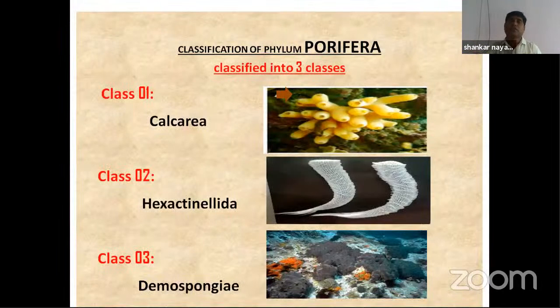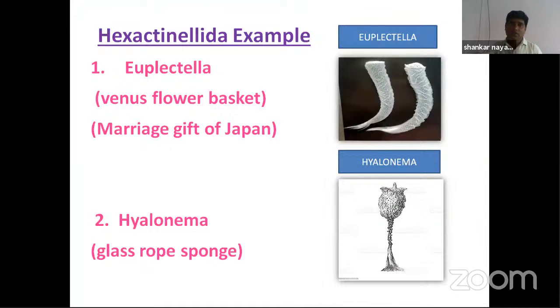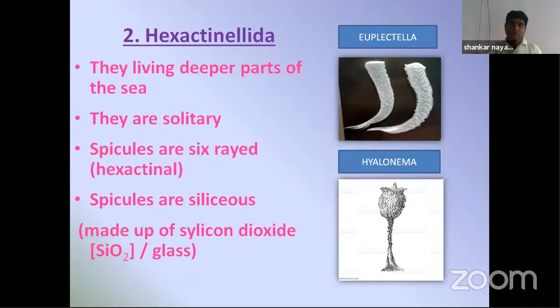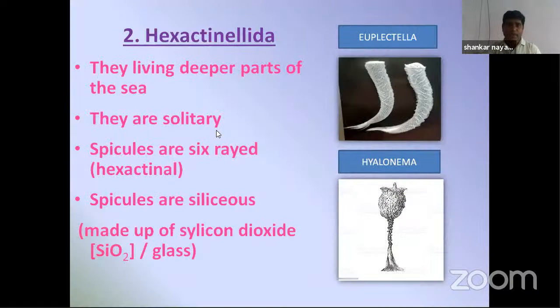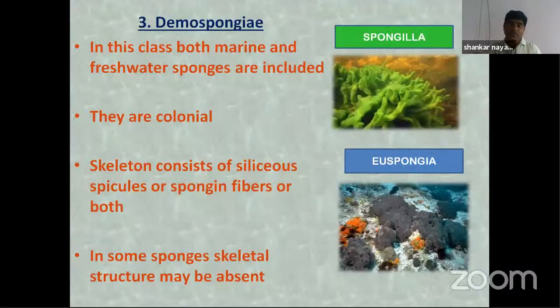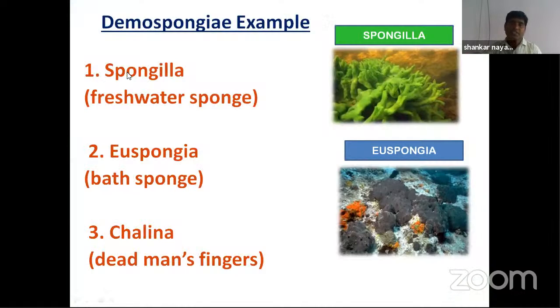These Porifera are classified into 3 classes: Calcarea, Hexactinellida, Demospongia. For Calcarea examples, try to remember: Sycon, Leucosolenia, and Grantia. The Calcarean spicules are made up of calcium carbonate. Hexactinellida animals' spicules are made up of silicon dioxide. Demospongia examples: Spongilla, which is called the freshwater sponge; Euspongia is called the bath sponge; Chalina is called dead man's fingers. All these are important from an examination point of view.